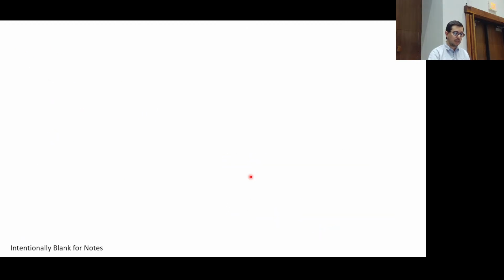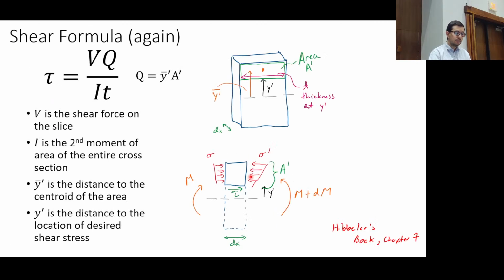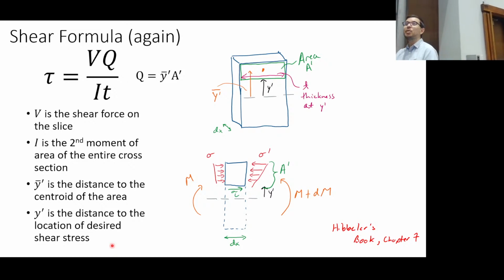Okay. So now, here's the shear formula again. The y bar prime is the distance to the centroid. Y prime is the distance to the location of the desired shear stress. So these are the terminologies that we're using.